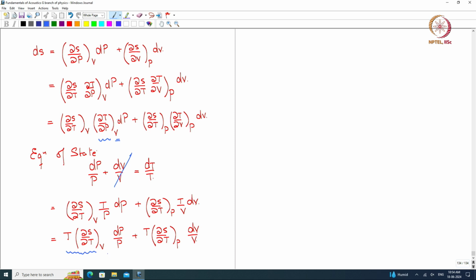Now this part is Cv, and this part is Cp. So what we get now is Cv into dP by P, and this is 0. I should have mentioned this, that is equal to 0 because it's an isentropic process.